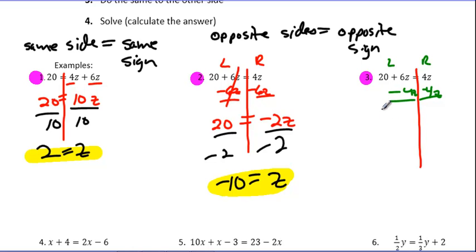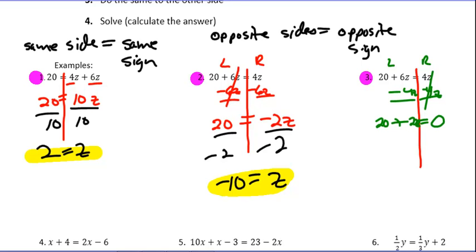What that gets me is 20, and positive 6 and negative 4 is a positive 2z equals 0. It's important that you have this 0 here. You can't leave half of an equation blank. That 0 means something. It's very important.